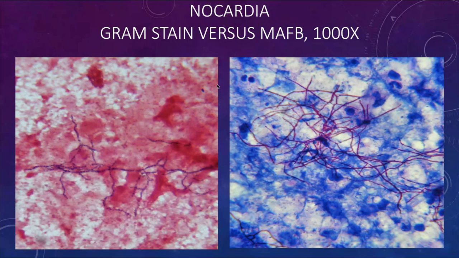And on the right is a modified acid fast stain of Nocardia. So Nocardia, because of its very long chain fatty acids, tends to retain the carbofuchsin stain during decolorization, and that's the reason why it is modified acid fast stain positive.